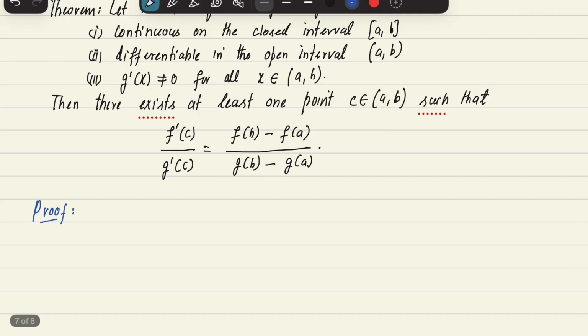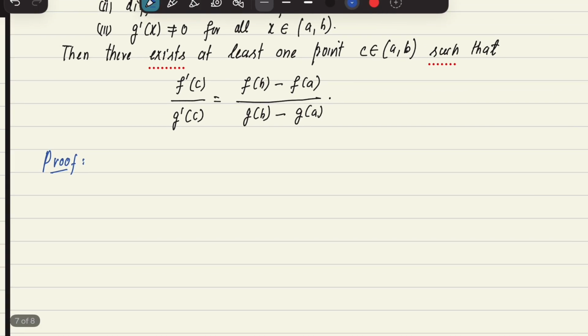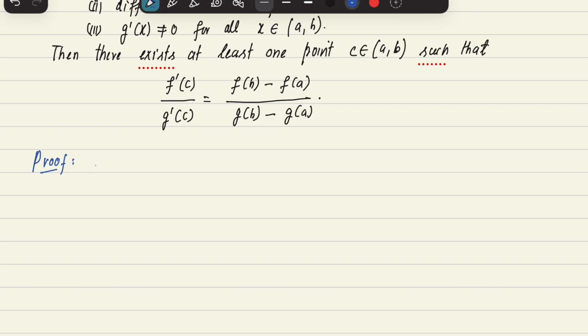For the proof of the theorem, we must first of all notice that we have g of b minus g of a in the denominator of the Cauchy's mean value theorem. So the conclusion must be valid provided g of b minus g of a is not equal to 0, that is, provided g of b is not equal to g of a. Now let's first see how this is true automatically under these conditions.